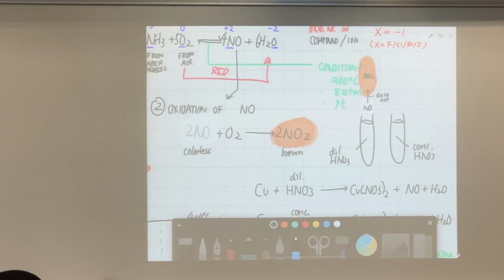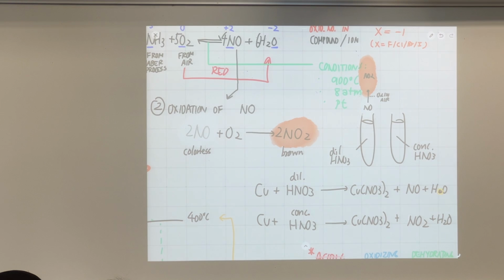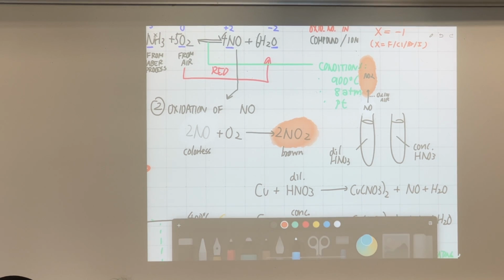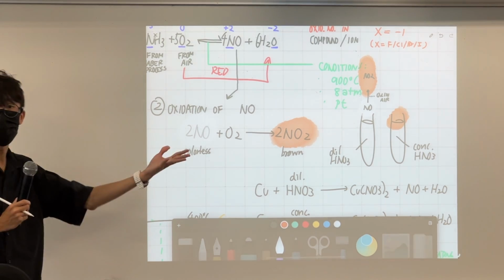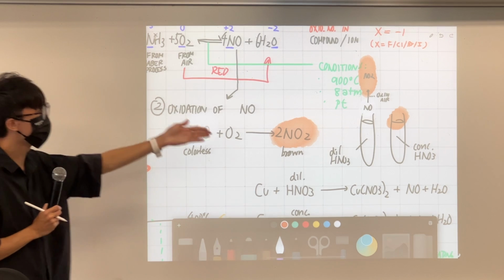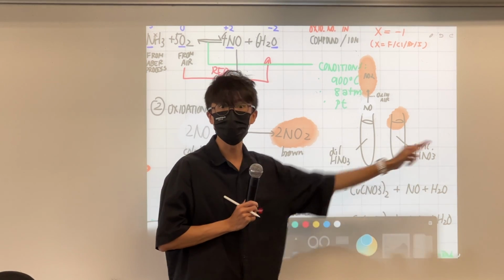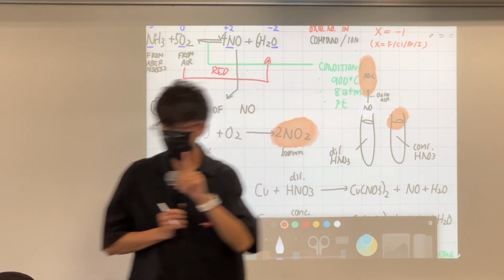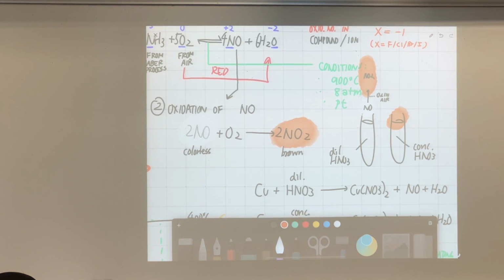But when you use concentrated HNO3, can you see that the product is NO2? That means you immediately get a brown gas on top of the mixture. You don't have to wait. Do you see the difference? You may think it's a very small difference, but this difference is enough to distinguish between them. Is that clear? Okay? This is another question they will ask you.